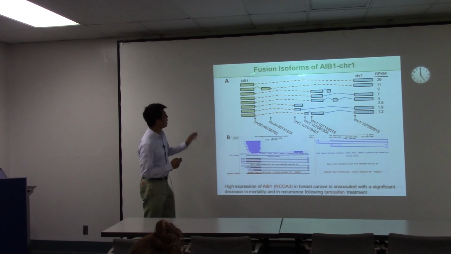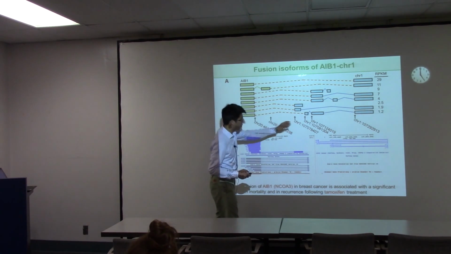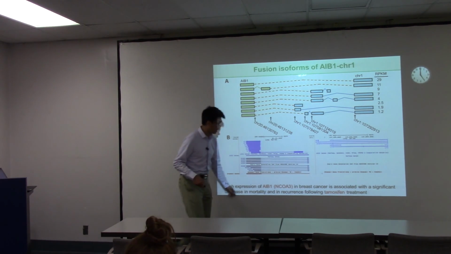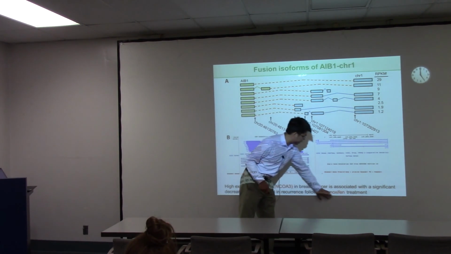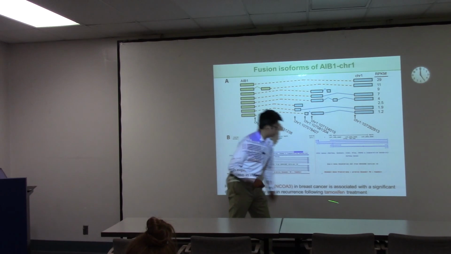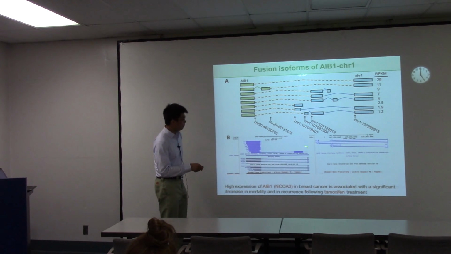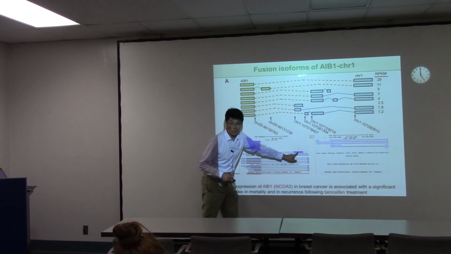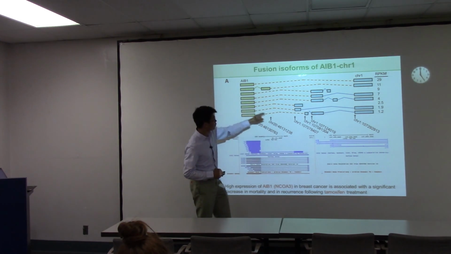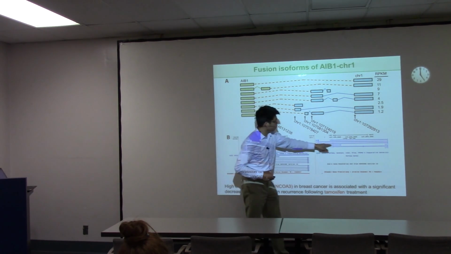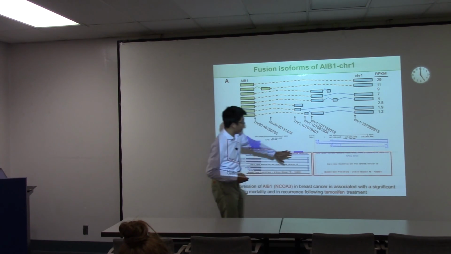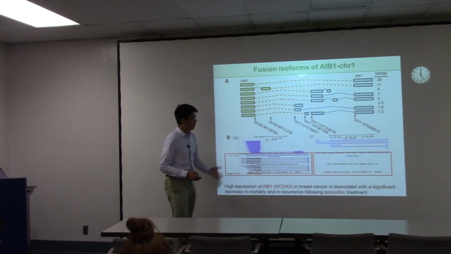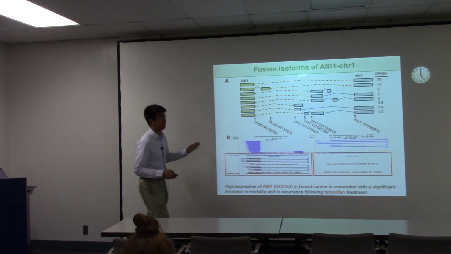And in this one, AIB1 and the novel gene in chromosome 1. AIB1 is a famous gene in breast cancer research because high expression of AIB1 can have effects on tamoxifen treatment. We find AIB1 has a novel exon here, and it also fused with a 7-exon gene in chromosome 1, with no annotation information reported by RefSeq, Ensembl, or other annotation libraries.